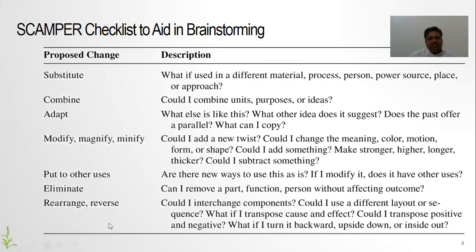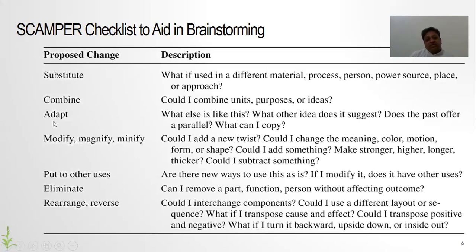Proposed change. What are the changes we need to bring? And here is the description. Substitute. What if used in a different material, process, person, power source, place, or approach? It means alternate option. Substitute. Another proposed change shall be combine. So, could I combine units, purposes, ideas, elements, dimensions?